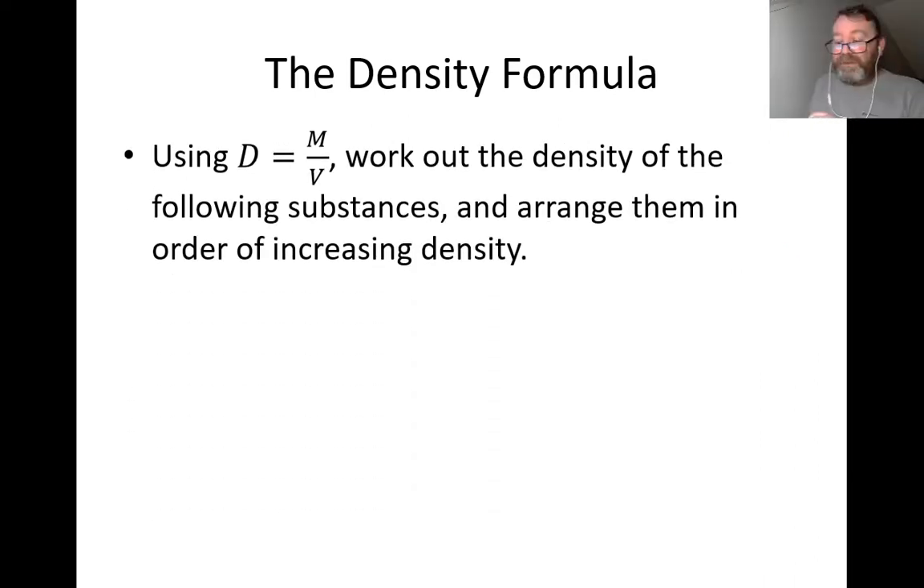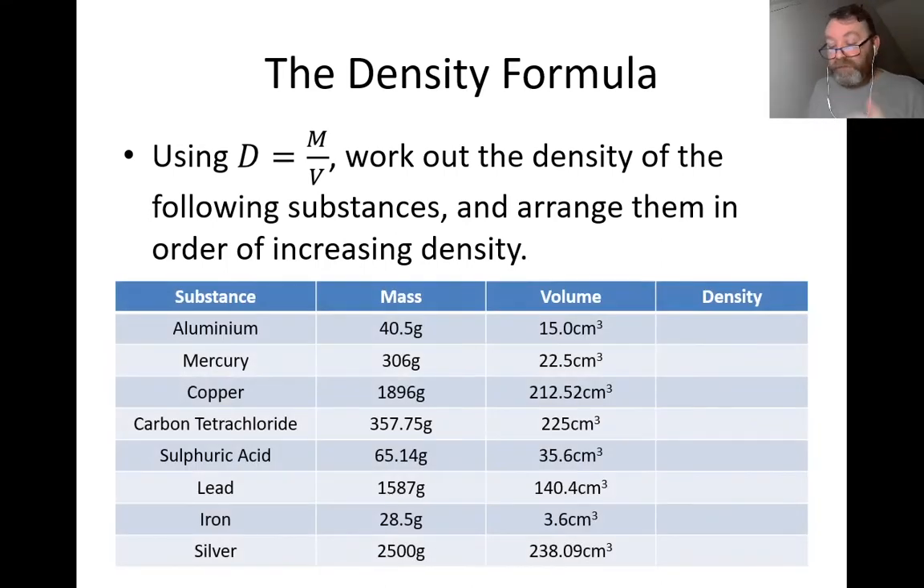Now, using that formula, I'm going to leave this slide for you to work on. I want you to work out the density of the following substances, and then when you've got their densities, I want you to arrange them in order of increasing density. Which one has the smallest density, which one has the next biggest density, and so on up to the one that has the biggest density. Okay, so you're going to take aluminium, mercury, copper, carbon tetrachloride, sulfuric acid, lead, iron and silver, with their masses and their volumes, and using your calculator, you're going to write down what the densities are.